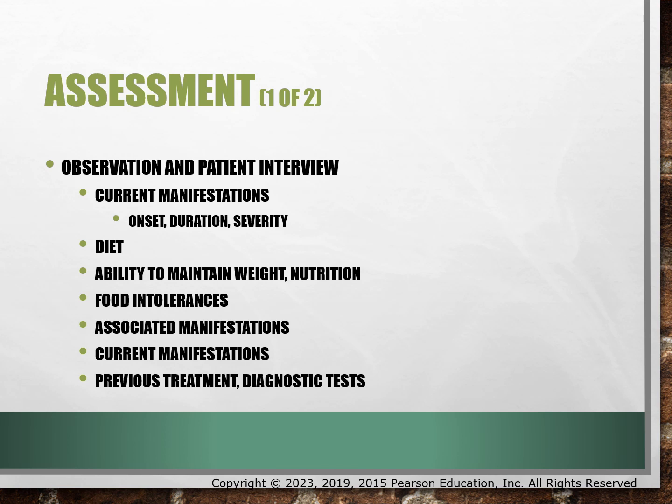The nurse should assess current manifestations including onset, duration, and severity of symptoms, number of stools per day, presence of blood or mucus in the stool, abdominal pain or cramping, and tenesmus. Usual diet, ability to maintain weight and nutrition, and food intolerances. Associated manifestations such as arthralgias, fatigue, and malaise. Current medications and previous treatment and diagnostic tests.